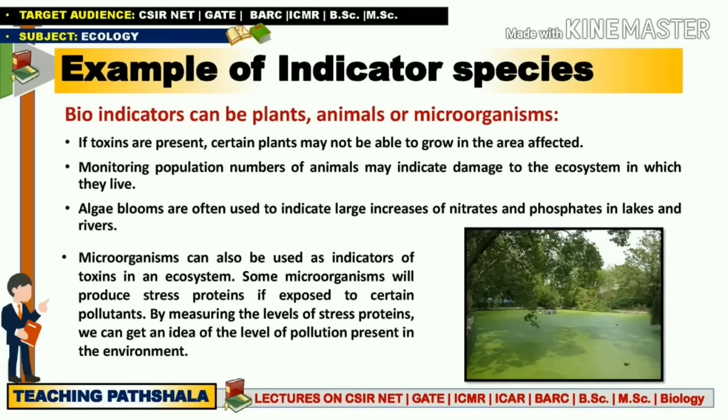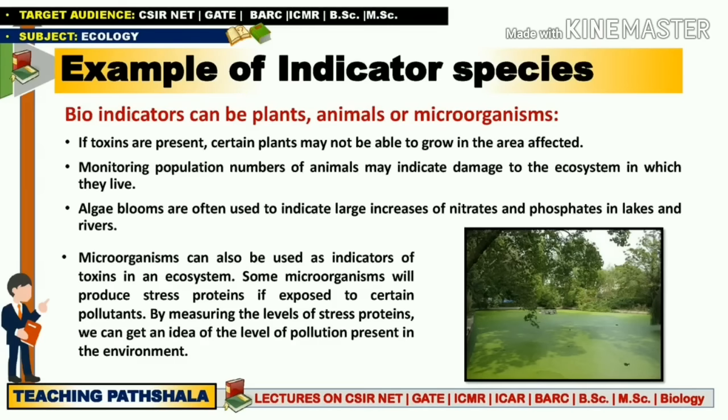Third point: algal blooms are often used to indicate a large increase of nitrate and phosphate in lakes and rivers. The picture of an algal bloom is in front of you. Whenever there is a layer of green, small algae, at that time we call it an algal bloom, and that is going to result in a eutrophic lake. Whenever there is a growth of high algal bloom, that indicates the condition of the water bodies in which they are present.